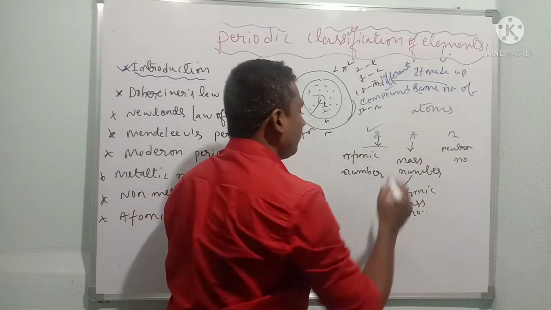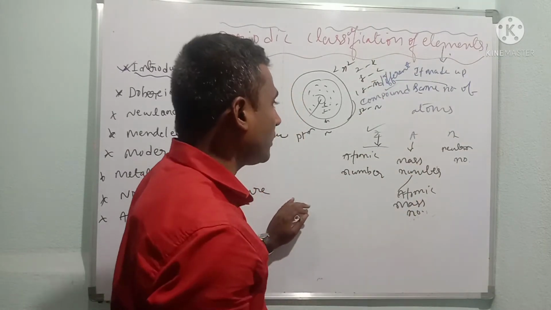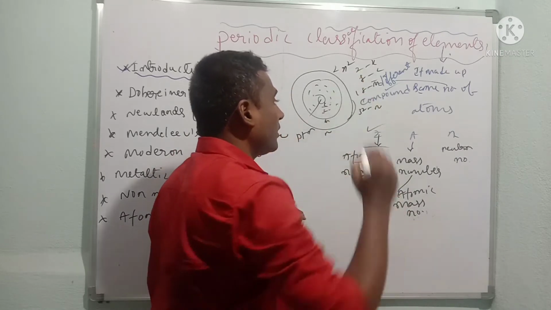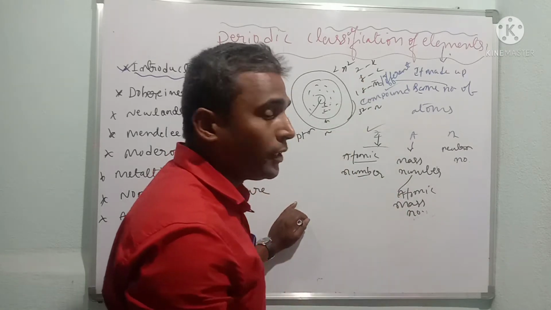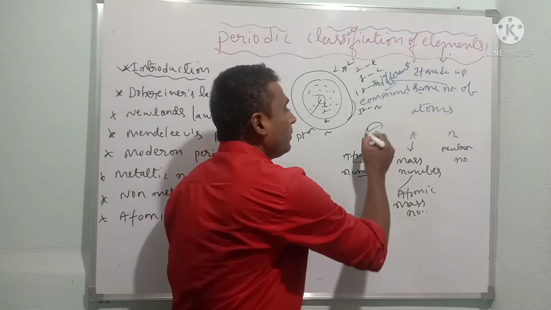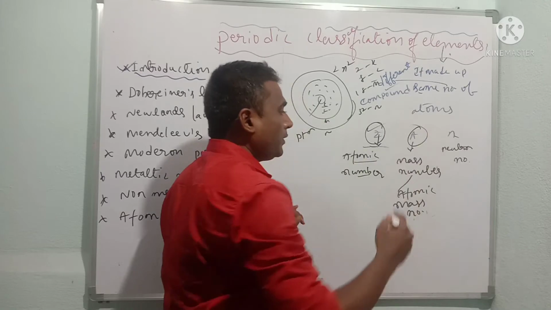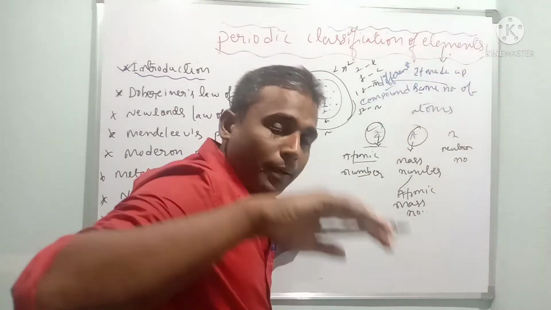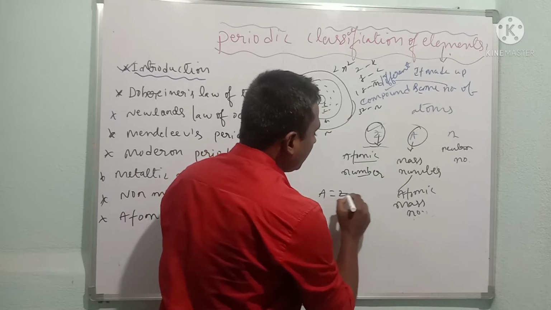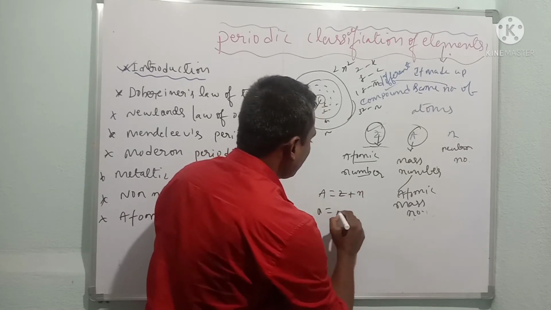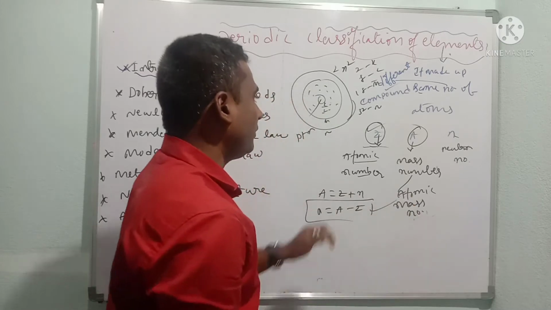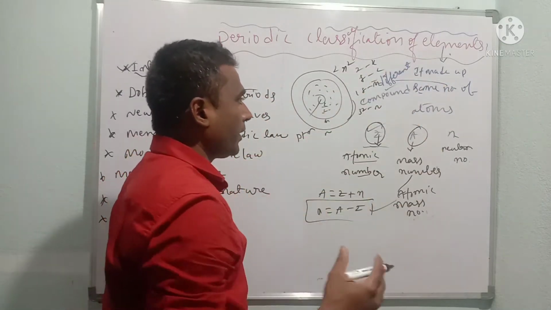Now what does atomic number mean? It is nothing but the total number of protons in the atom. Total number of protons means atomic number, denoted by the symbol Z. Mass number means the total number of protons and neutrons. So I can write A = Z + N, and N = A - Z. By using this we can find the number of neutrons. This is all about the introduction.